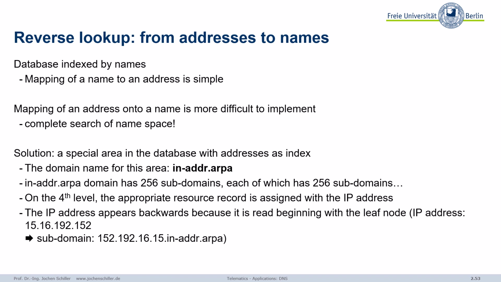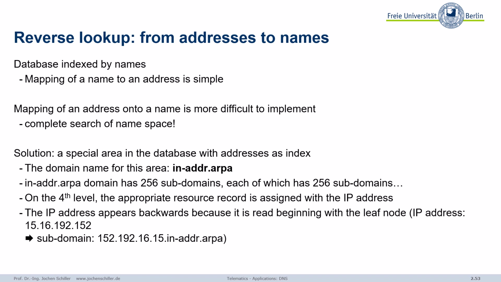It's not that well known to many people. So we have this in-addr.arpa. And this is now for IP version 4: this in-addr.arpa domain has 256 subdomains, because each part of this 4-byte IP version 4 address is a byte, so max 256 subdomains, which again have 256 subdomains. I will show you this in a second. And on the last level, the resource record stored is then assigned with the IP address.